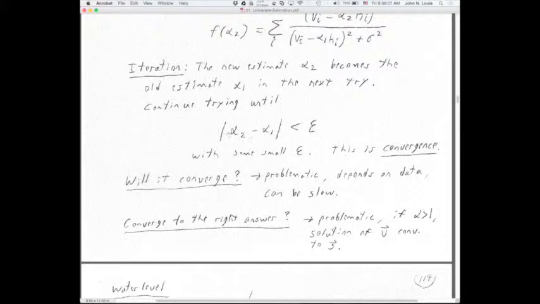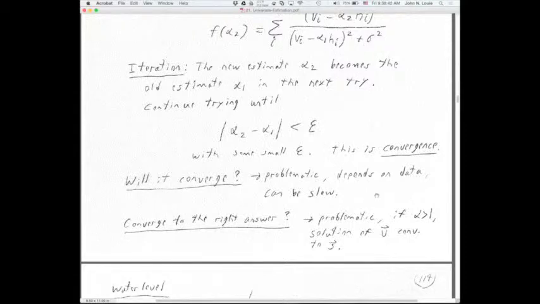Okay, and we continue trying until alpha 2 is not distinguishably different from alpha 1, at least in absolute value. And so the way that's written here is that the absolute value of the quantity alpha 2 minus alpha 1 is less than some epsilon. And so we continue iterating until we have what we call convergence, where our new values are not different enough from our old value to make any difference.